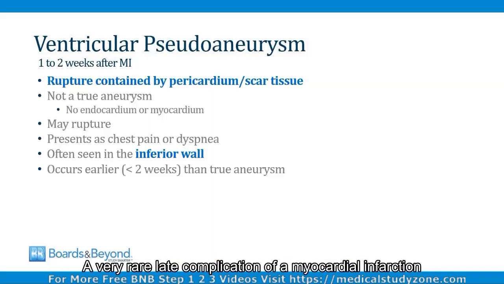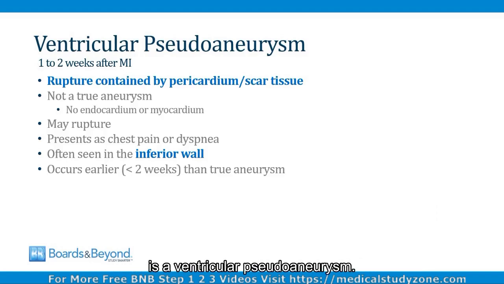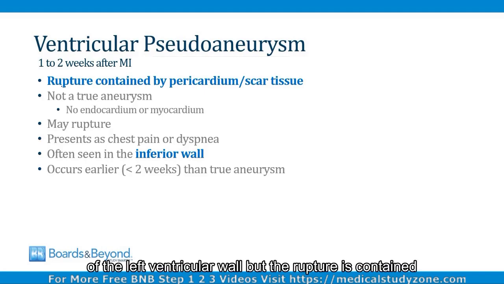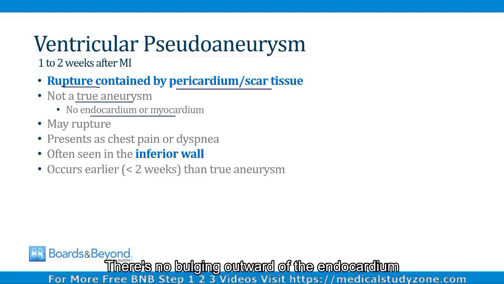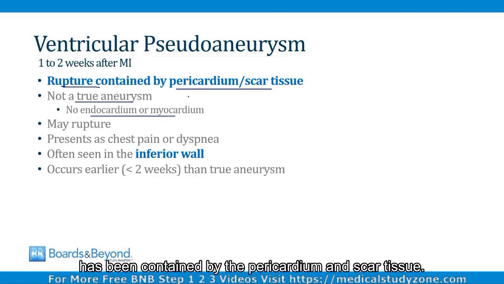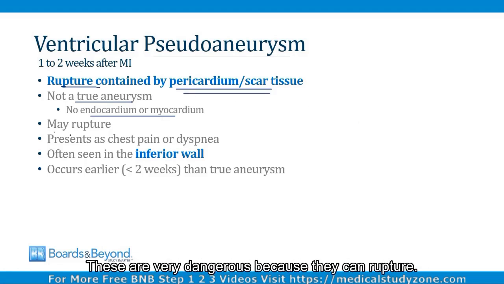A very rare late complication of a myocardial infarction is a ventricular pseudoaneurysm. In a ventricular pseudoaneurysm, there's rupture of the left ventricular wall, but the rupture is contained by pericardium and scar tissue. So it's not really an aneurysm. There's no bulging outward of the endocardium or the myocardium. It's just that a break in the left ventricular wall has been contained by the pericardium and scar tissue. These are very dangerous because they can rupture.